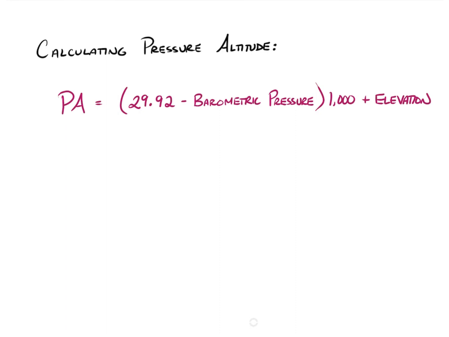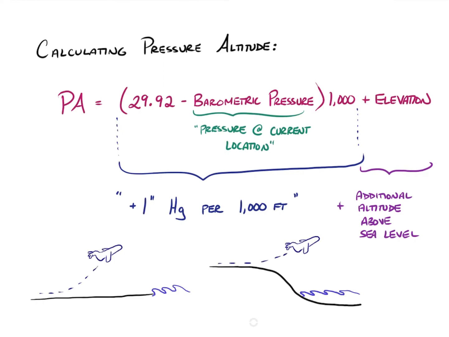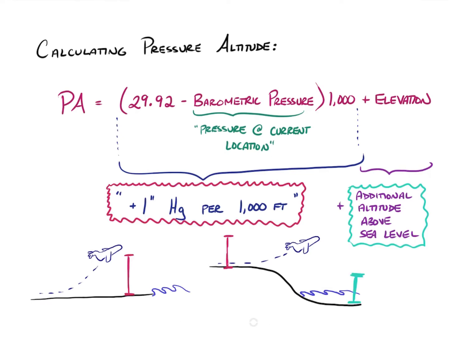You're going to multiply that pressure difference by 1,000, and then add it to whatever your elevation is. Just to highlight, this is the pressure at your current location. This is that standard 1 inch of mercury per 1,000 feet. And this is just the additional elevation above sea level. So if you took off from sea level, your additional altitude would be 0, and you wouldn't add anything. But if you took off from some height above sea level, you have to account for that.